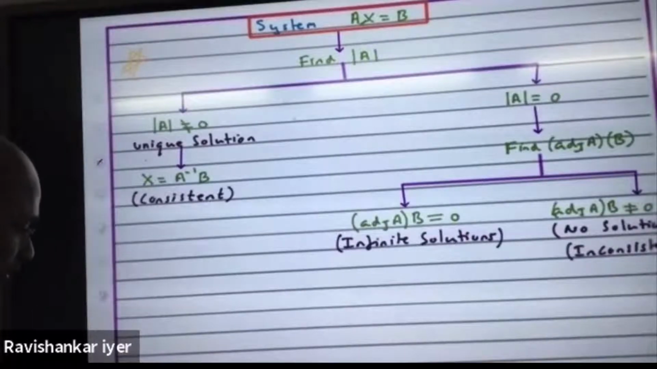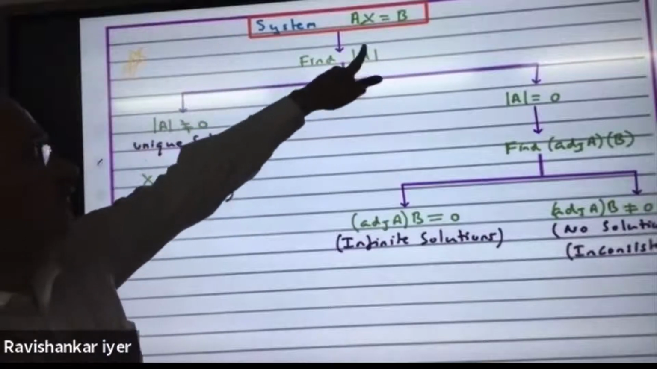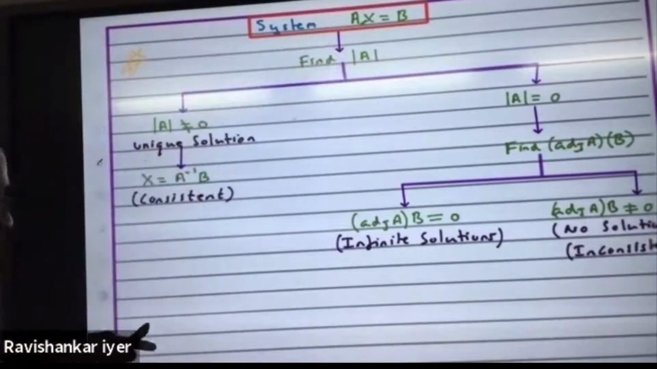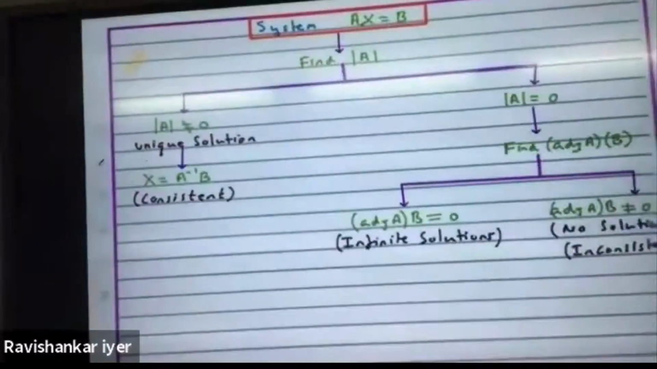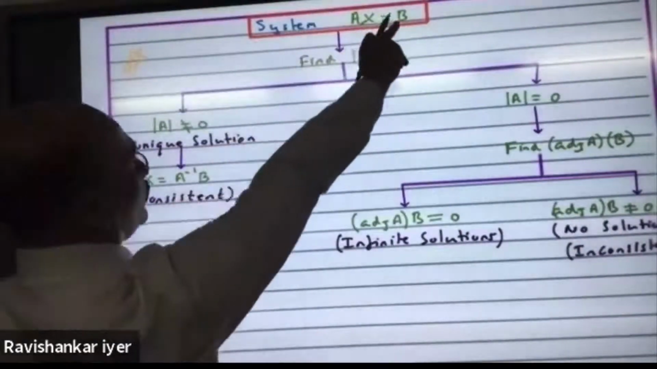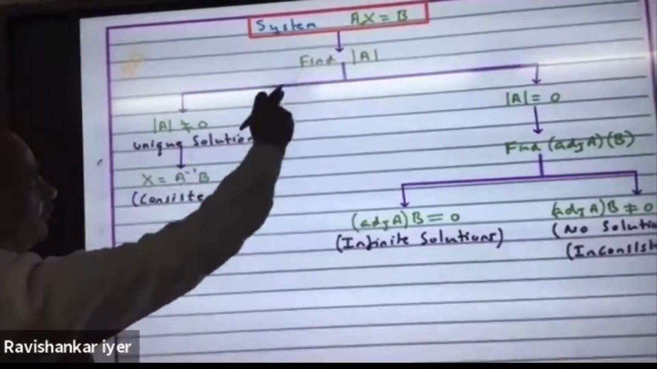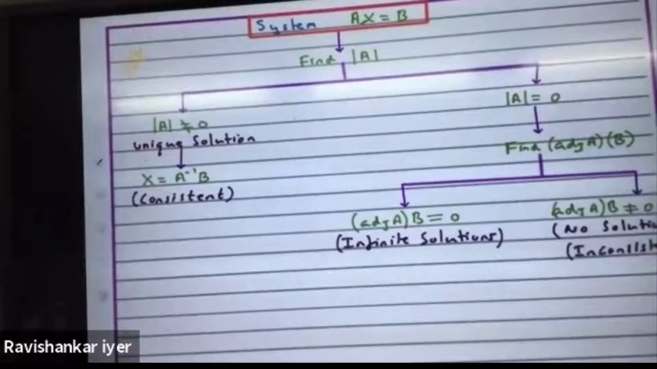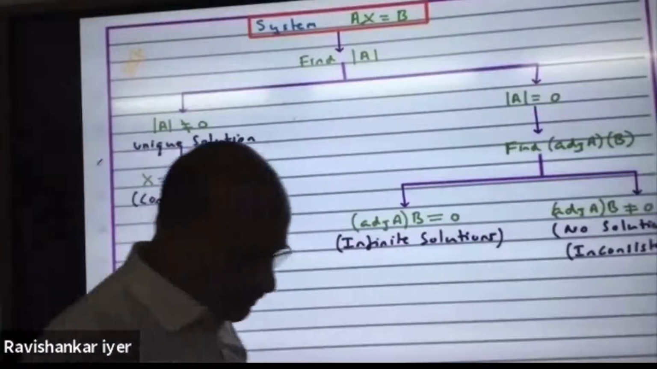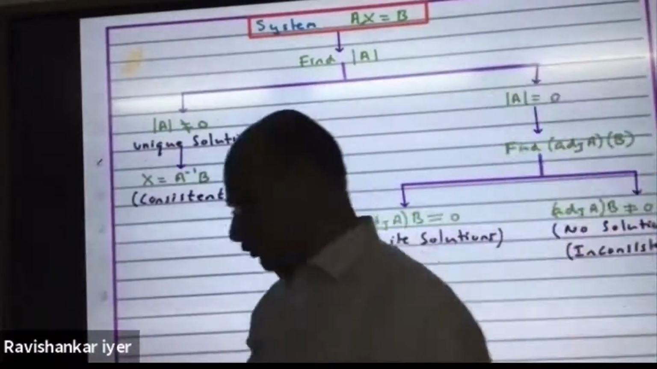When I do the sums with you, you will understand what I am trying to tell you. First, any equation which is given to you, Martin's rule is nothing but the application of matrices for solving a system of equations. So here the chart is AX equals B, system of equations, find determinant A not equal to 0 and so on. I come back to this chart again and again as we do the questions, so you will be better equipped for that.